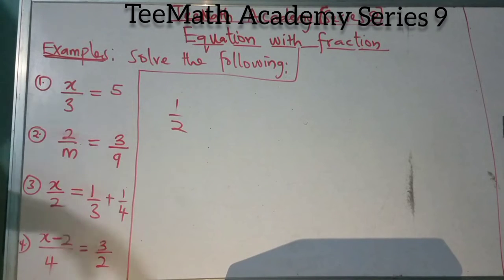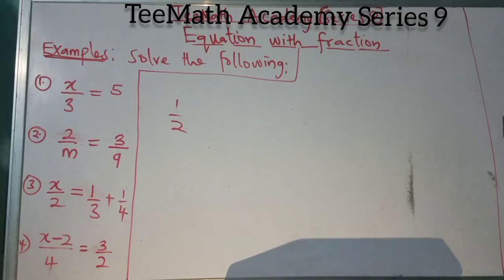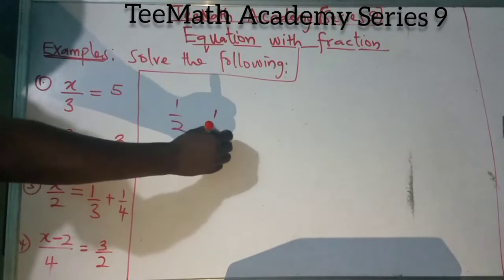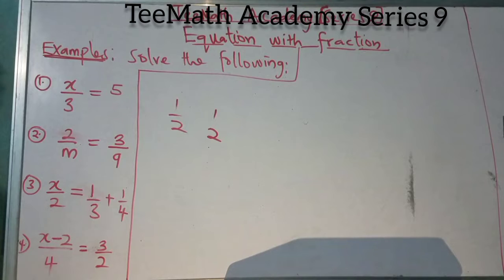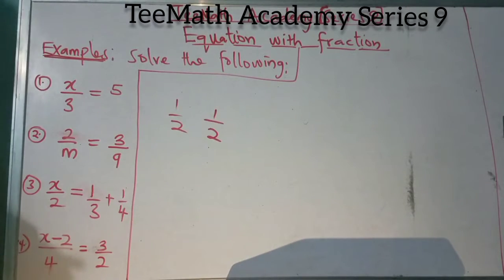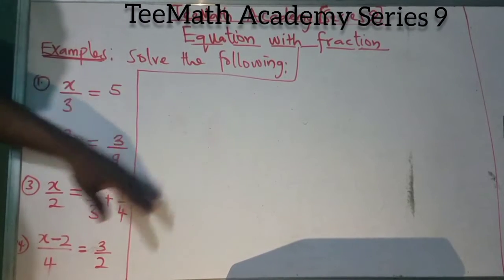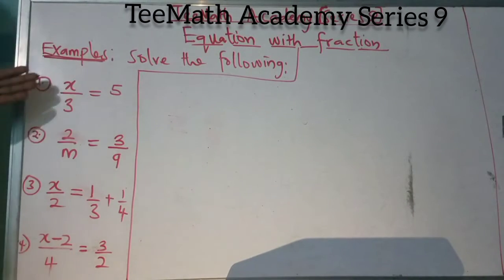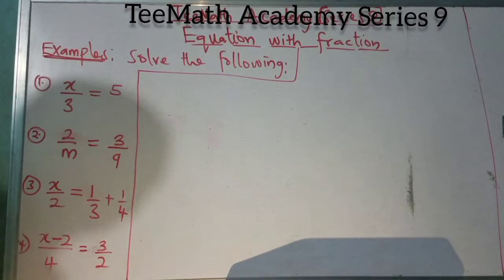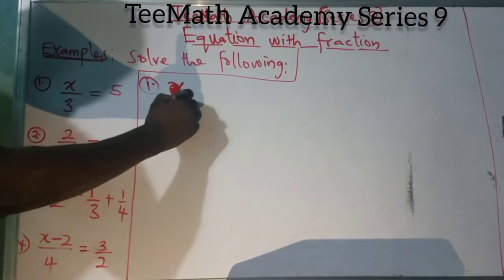And there's a sign used in fraction. The sign is the division sign. So writing something like this doesn't really make sense until you have the division sign. Okay, that is a fraction. Now we want to look at equations with fractions. Number 1, x over 3 equals 5. Now in x over 3, I'm going to solve this.